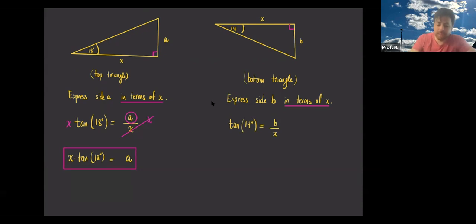I want to get B by itself so I can have it in terms of X. So to find B, multiply by X to get B by itself. And when I get that by itself, what do I get? B, I get X times tangent of 14 degrees.